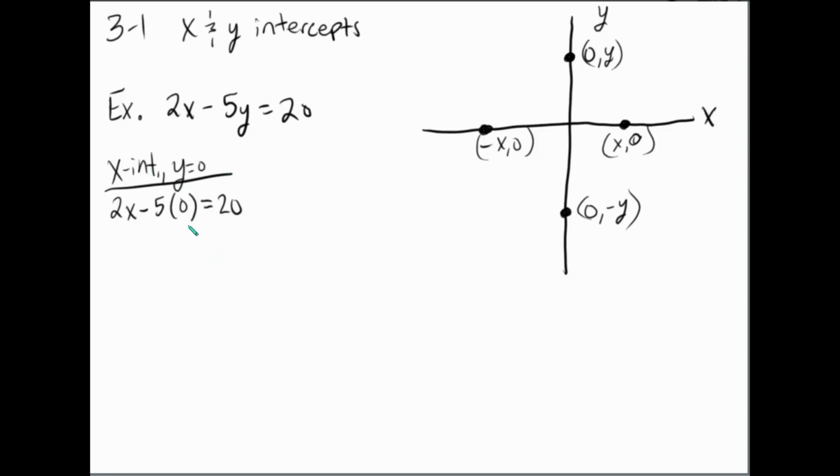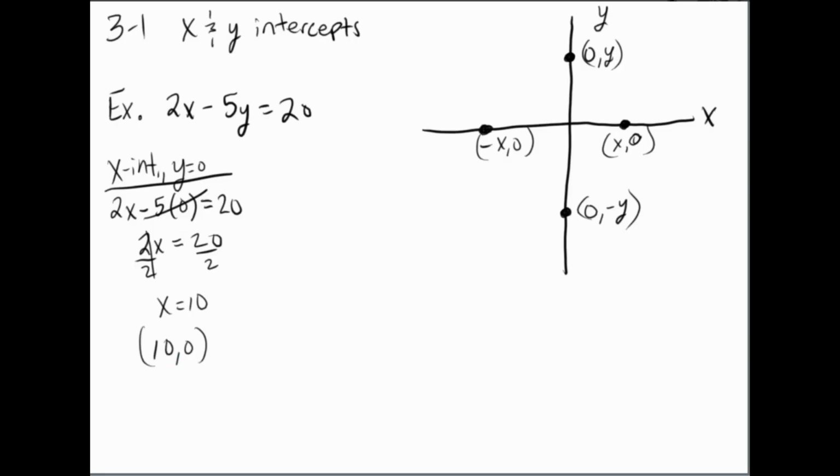Now I'm going to start solving for x. Negative 5 times 0 is canceled, leaving me just 2x equals 20. Divide both sides by 2. X equals 10. So my x-intercept for this equation is going to be at 10 comma 0.